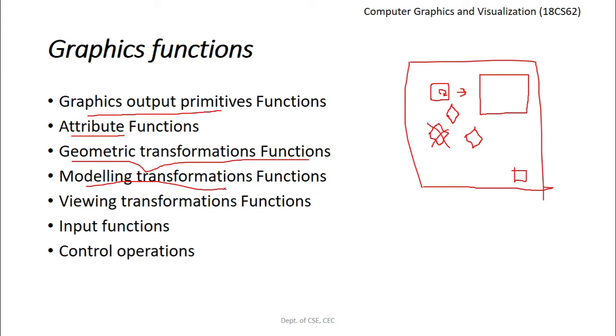Then we have the viewing transformation functions. Let us see what we mean by viewing transformation functions. Given the primitive and the attribute definition of a picture in the world coordinates, a graphics package projects a selected view of a picture on an output device. Viewing transformation is used to select a view of a scene, the type of projection used, and the location on a video controller where the view is to be displayed.